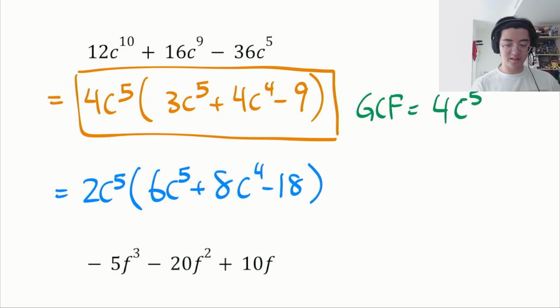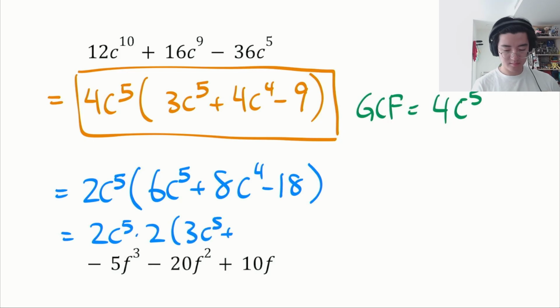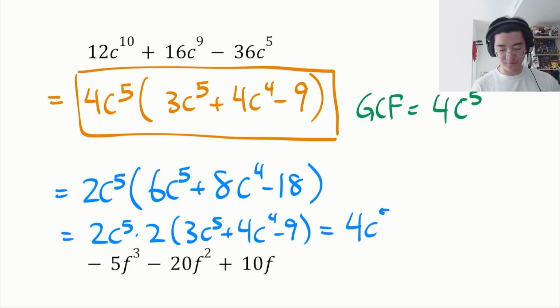But we notice here that, once again, all those coefficients are still even. So we have to keep going until we cannot divide any further, just like a factor tree. We want to keep going until either everything's prime, or we can no longer divide everything nicely. So here, we can still divide everything by 2. So that's why we will take out another 2, to get us 4c to the power 5 at the front.